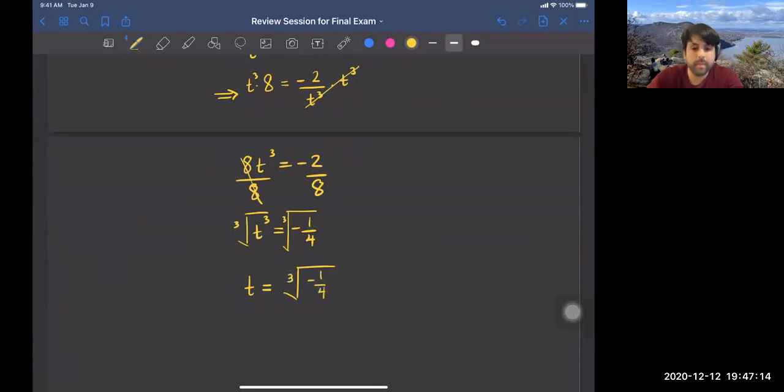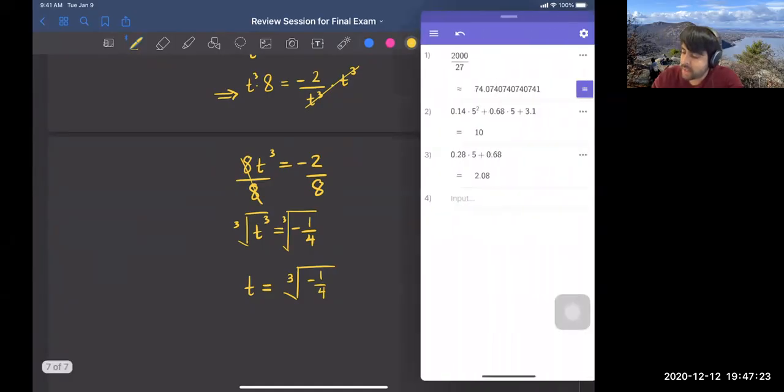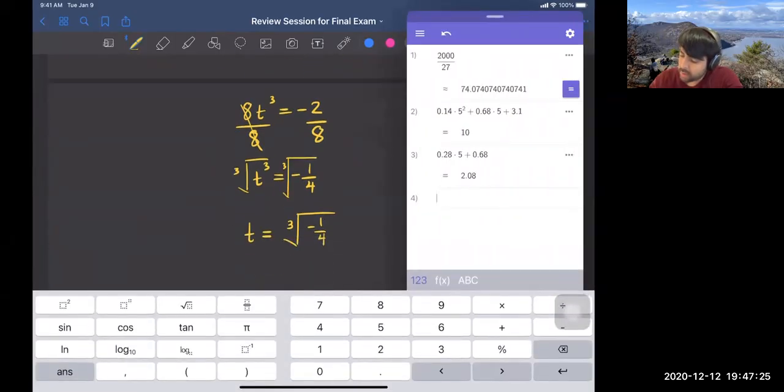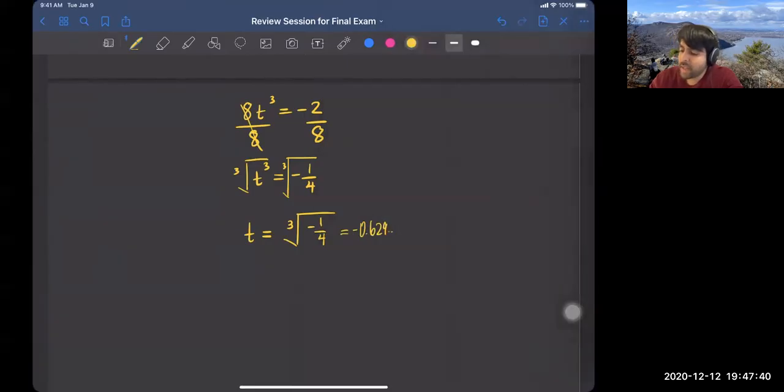Now you're like, wait, you can't have a negative under the radical. Yes, you can if the index of the radical is an odd number, which it is. And if I were to actually find it, I can do so. So I do the third root of negative 1 divided by 4, and I get this kind of weird number, negative 0.629 and so on. So again, this is a critical number. I only have one of them.